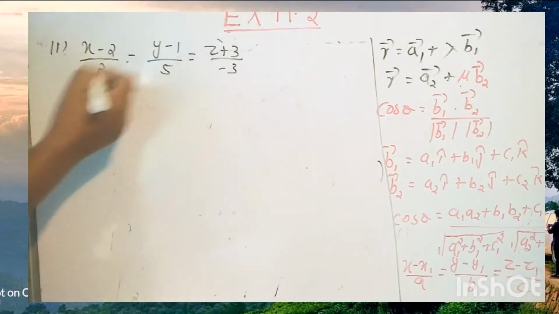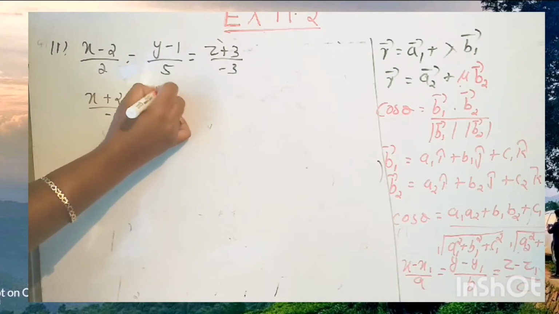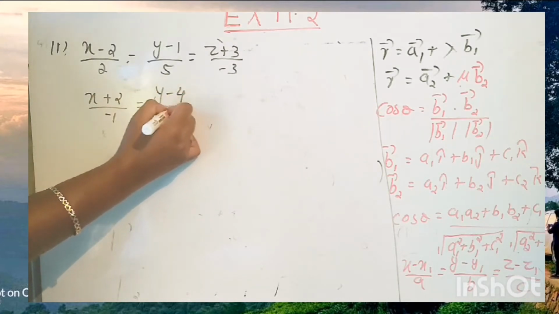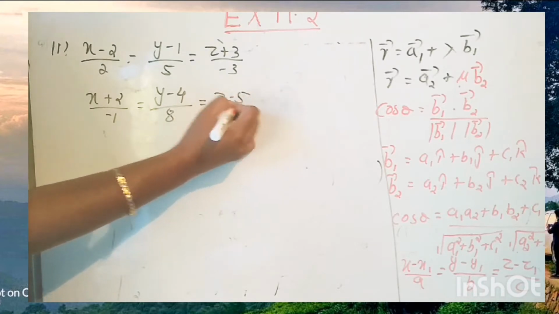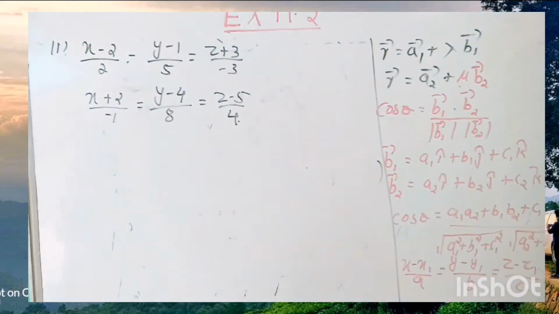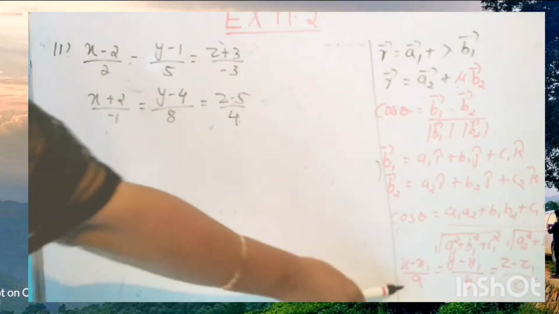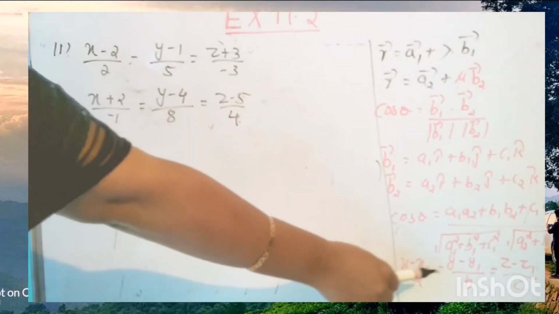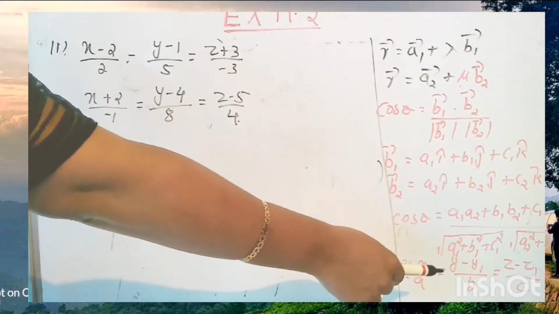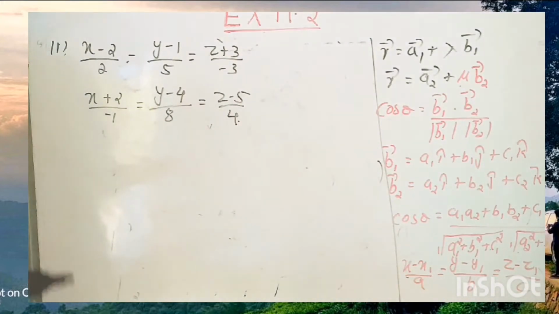And the second one is (x plus 2)/minus 1 = (y minus 4)/8 = (z minus 5)/4. This is the equation of two lines in Cartesian form. So just compare it with the general form, (x minus x1)/a = (y minus y1)/b = (z minus z1)/c. This is the general form of the equation of a line in Cartesian form.